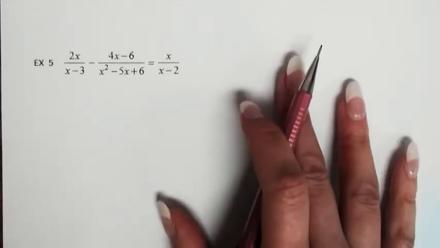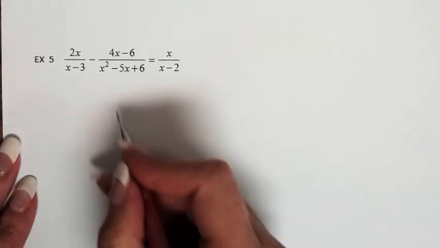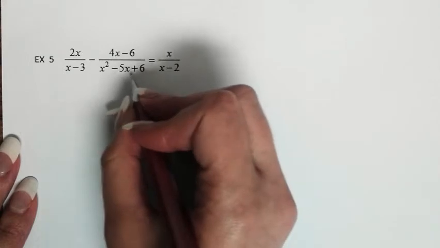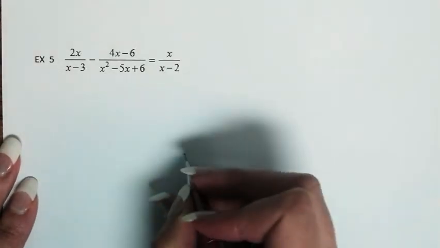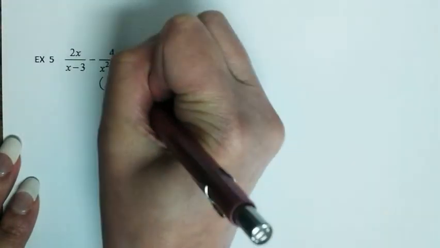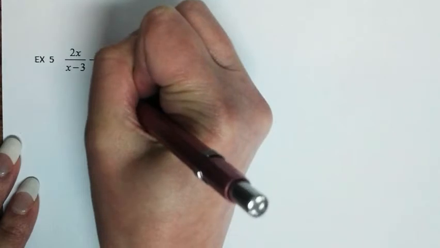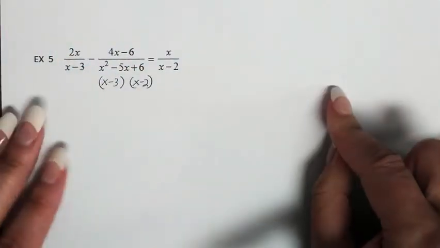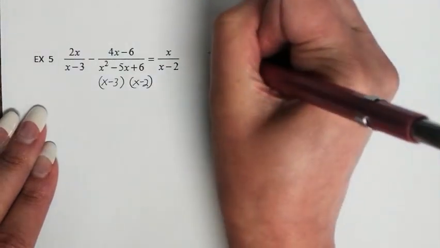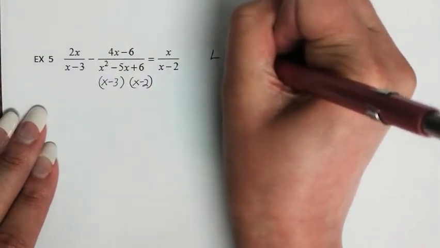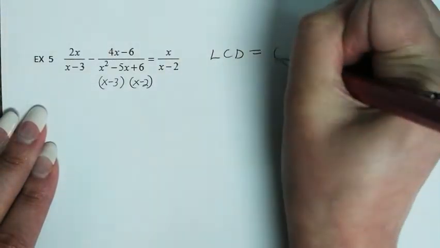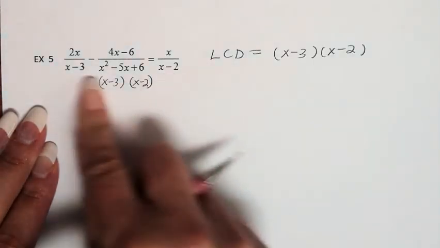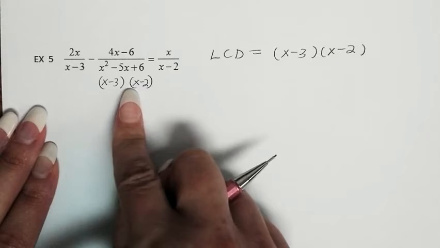For number 5, what you have here is this expression. The first thing that I would do here is to factor this quadratic denominator. When you factor this denominator, you know that it's going to be x minus 3, x minus 2. The second thing that I would do here is finding my least common denominator, that in this case is going to be x minus 3, x minus 2, and you know that because that's a shared denominator, and same with this one.